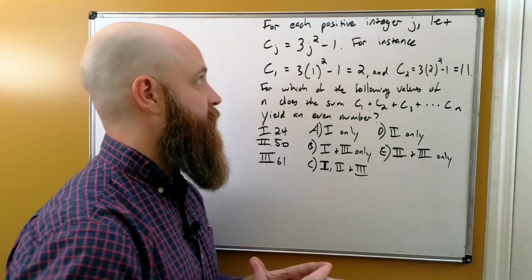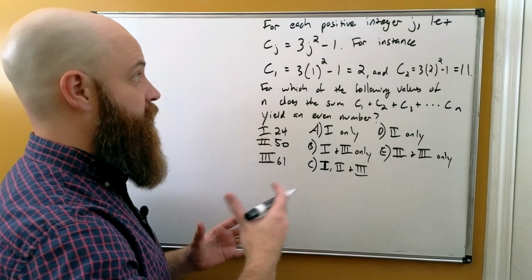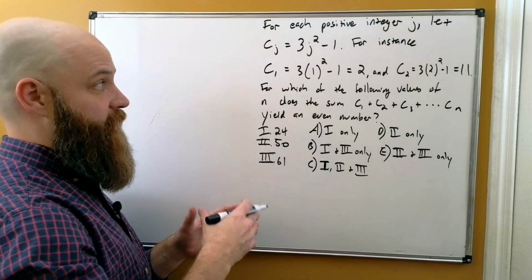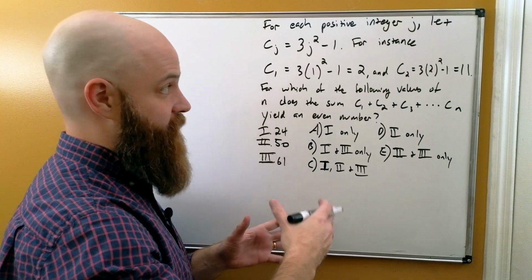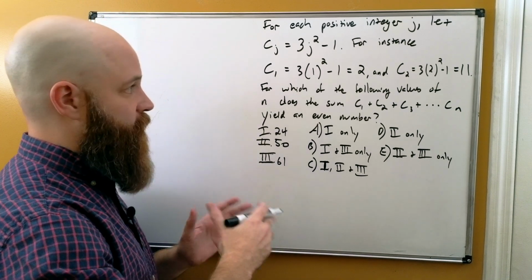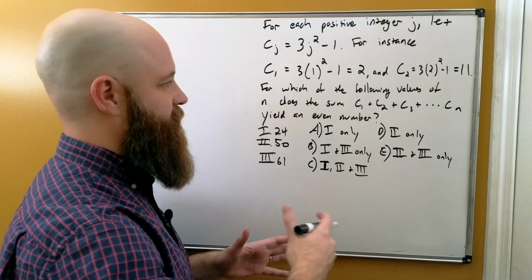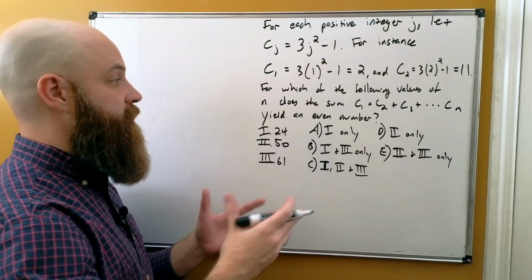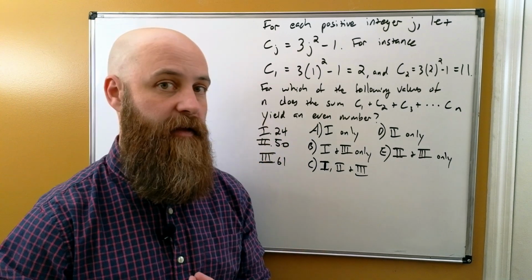All right, let's take a look at this question. For each positive integer j, let cj equal 3j squared minus 1. For instance, c1 equals 3 times 1 squared minus 1 equals 2. c2 equals 3 times 2 squared minus 1 equals 11. For which of the following values of n does the sum c1 plus c2 plus c3 plus dot dot dot all the way to cn yield an even number? And then I'm given a bunch of different possible values of n that I can evaluate.